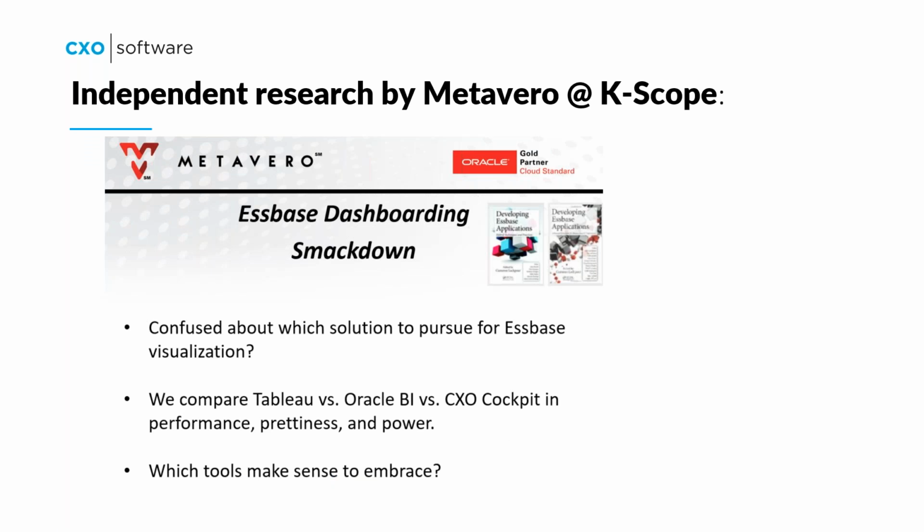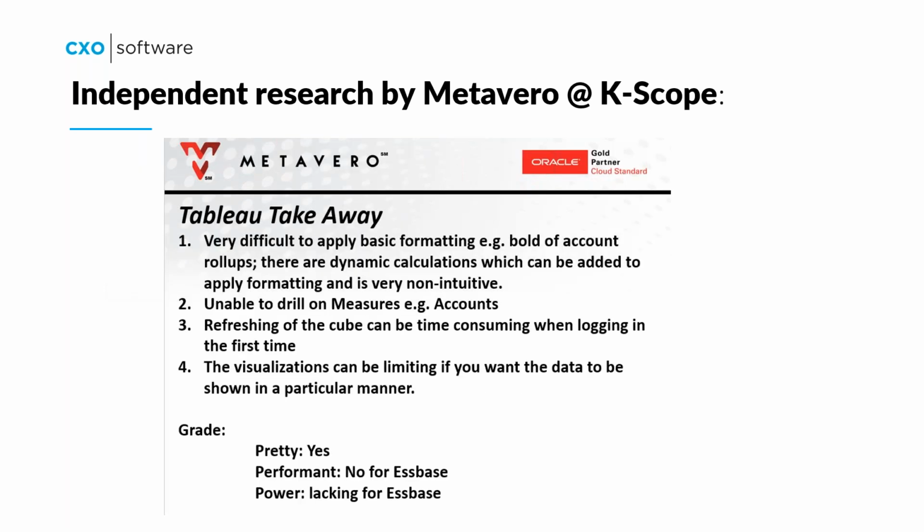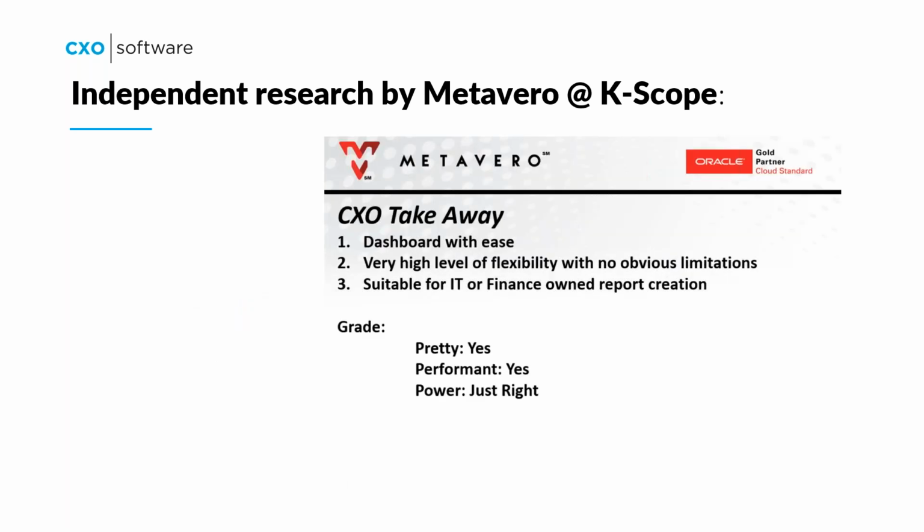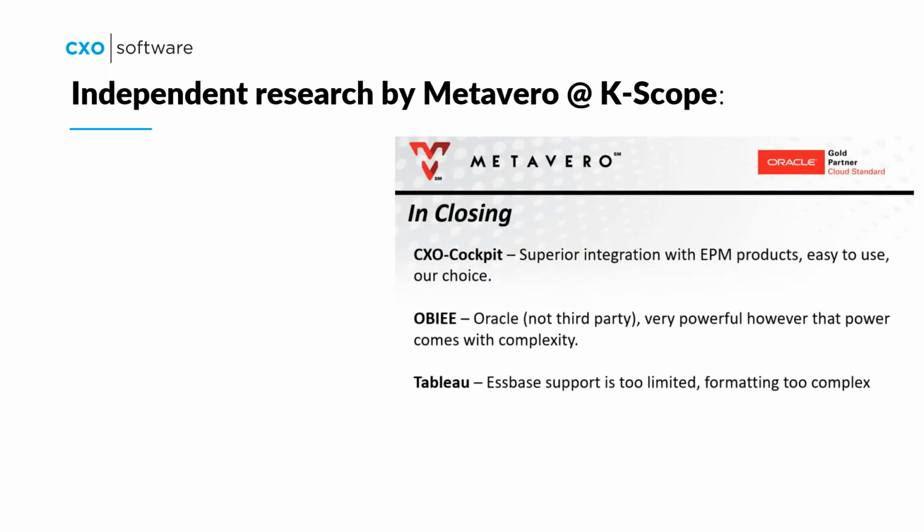He compared performance, what he's called prettiness, meaning visualization, and of course performance from a user's perspective within the Office of Finance. If I just jump ahead, there's a number of items associated with Tableau, then with OBIEE, then with CXO, but the overall one is in closing, which is quite interesting. CXO software was superior, with integration with the EPM enterprise performance products, easy to use, and is definitely his choice.